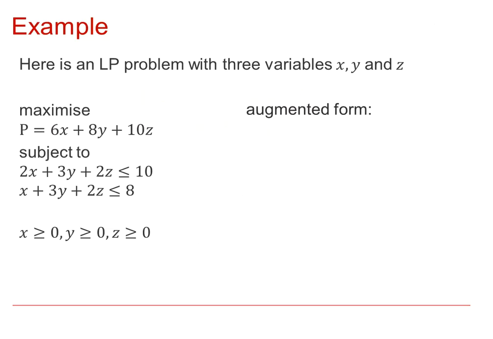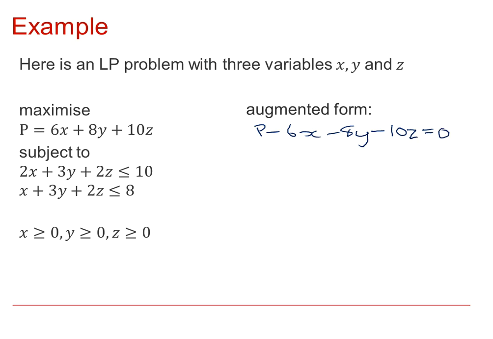Here is a linear programming problem with 3 decision variables x, y and z. We're given an objective function and constraints, including non-negativity. First, let's write this in the augmented form that we looked at in the last video. So that would be p minus 6x minus 8y minus 10z set equal to 0.